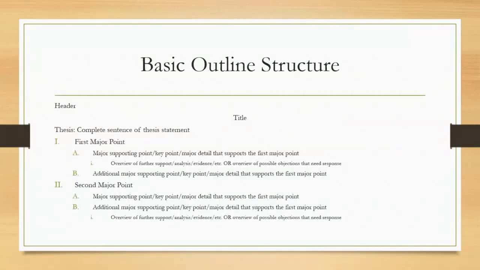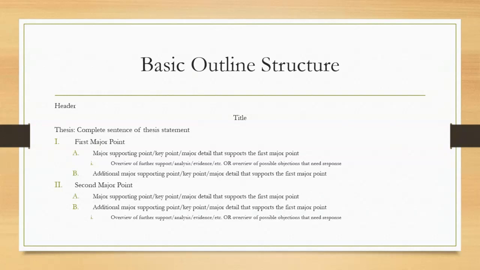So here I've given you an example of the basic outline structure. It needs to be in MLA format. Remember, that is 12-point font. It should be Times New Roman or Arial, or even Calibri, as long as it's 12-point font, but make sure it's one of those three fonts, okay? It needs to be double spaced, the entire thing, including the header.